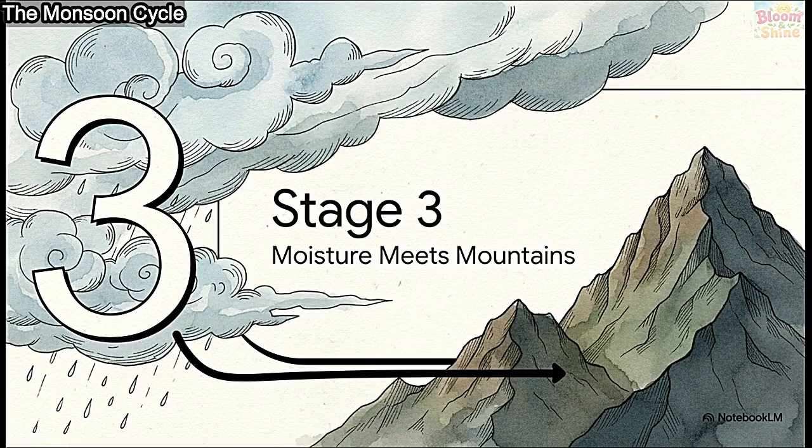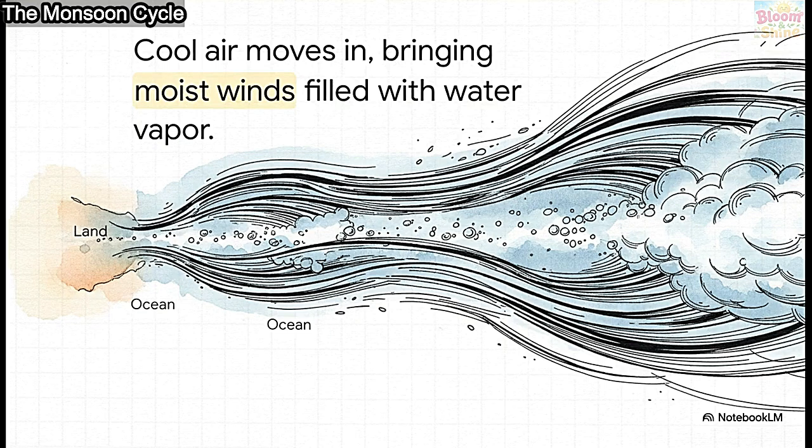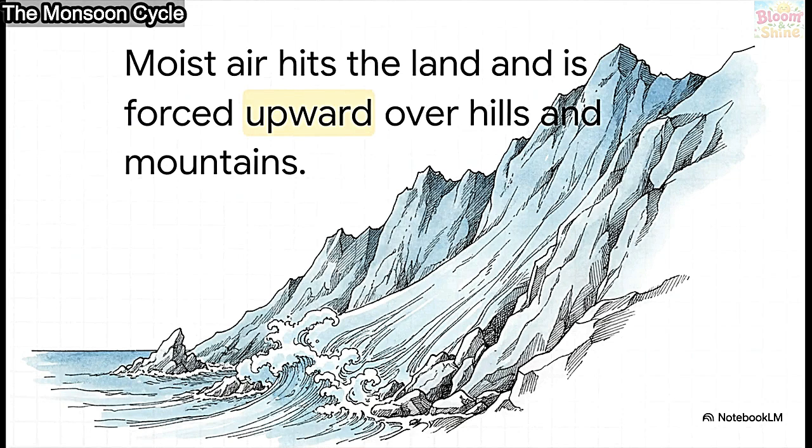Which brings us to stage 3, moisture meets mountains. Since air always wants to move from high to low pressure, this crazy atmospheric tug-of-war kicks in. That low-pressure void over the land physically drags the cool, dense air from the sea inward. And because these winds are coming straight off the ocean, they are absolutely packed with water vapor. But that wet air doesn't just sit there. When those vapor-filled winds hit the coastline and push inland, they eventually smash right into the terrain. They're literally forced upward over the hills and mountains dotting the landscape.